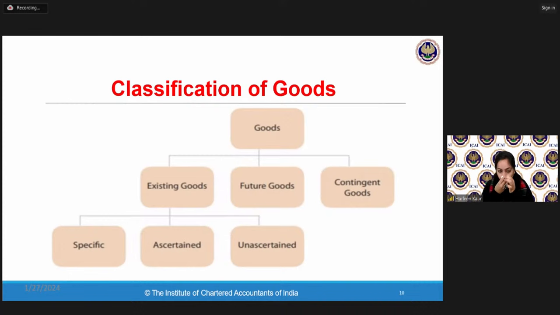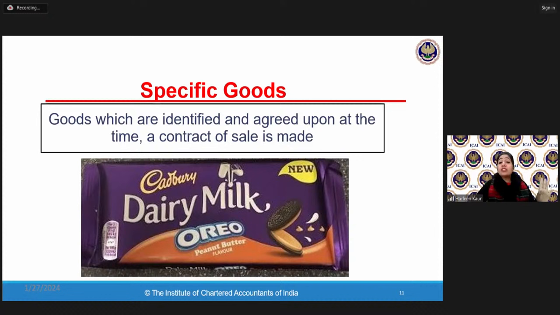So out of the existing goods, the first one are the specific goods: goods which are identified and agreed upon at the time the contract of sale is made.